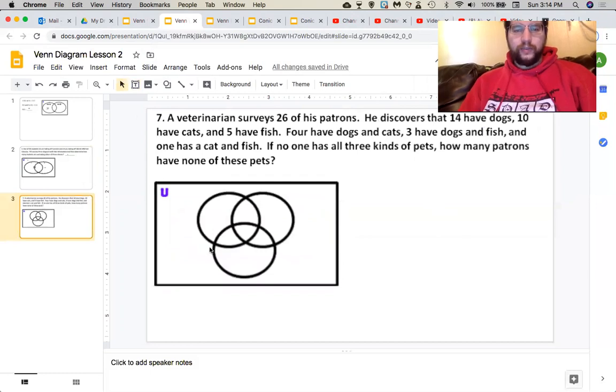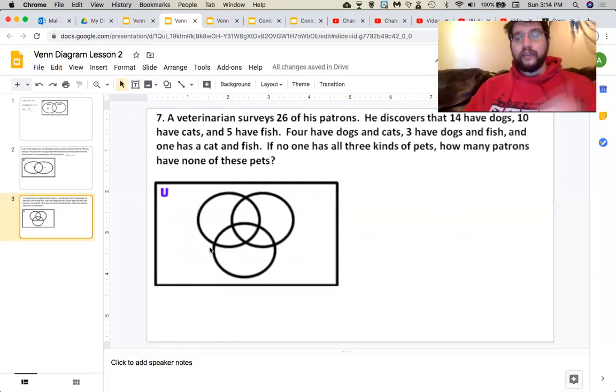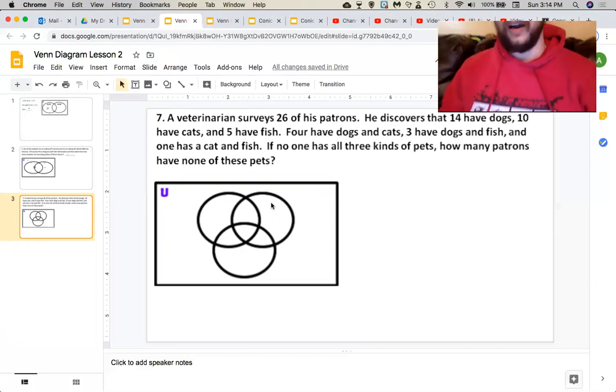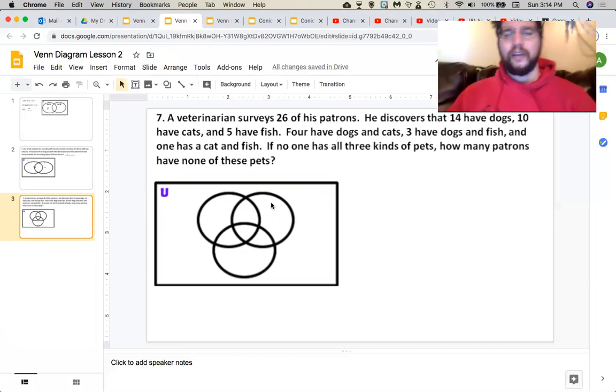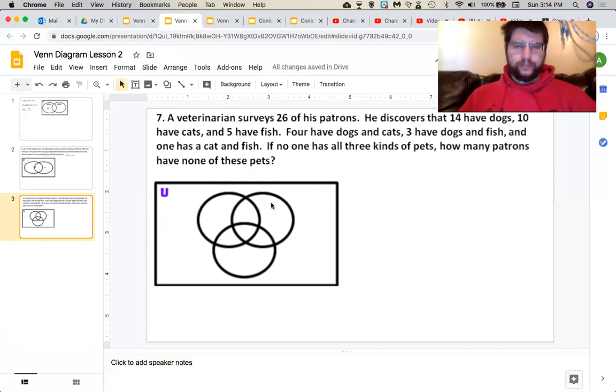Now this one has a triple Venn diagram. You can have as many intersections as sets you have. I mean, it's not limited to 2 or 3, but usually 3, after 3 gets too crowded to actually draw. So you probably won't see any bigger than this. A veterinarian surveys 26 of his patrons. So there's our universal set, 26. 14 have dogs, 10 have cats, 5 have fish. Okay, dogs, cats, and fish.